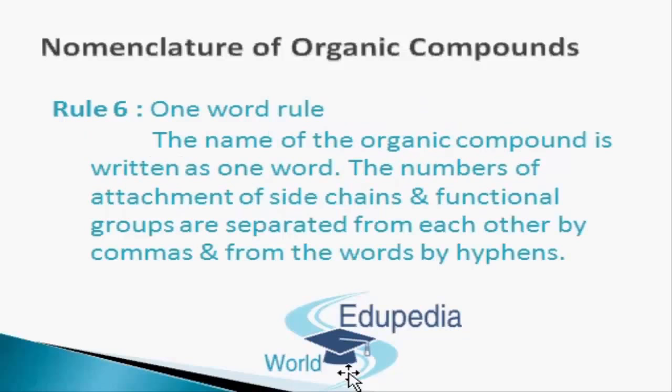Now rule number 6, that is the one word rule. The name of the organic compound is written as one word. The numbers of attachments of side chains and functional groups are separated from each other by commas and from the words by hyphens. So we have to use commas and hyphens if there is a side chain or a functional group.